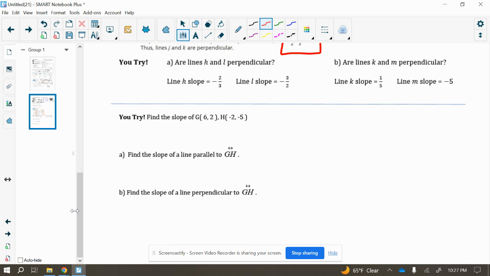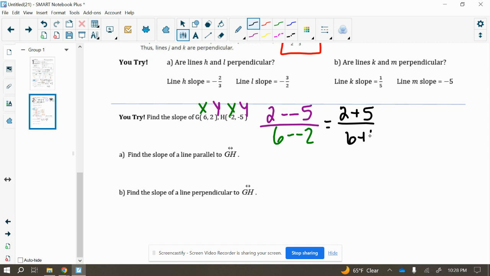Now again, we want to be able to calculate our slopes for these lines, and again, stating the slope and being able to identify what a parallel slope and a perpendicular slope would look like. So we are going to take our two y values, subtract them, take our two x values, subtract those. We get 2 plus 5, 6 plus 2, and we subtract that negative. We end up with 7/8 would be the value of our slope.